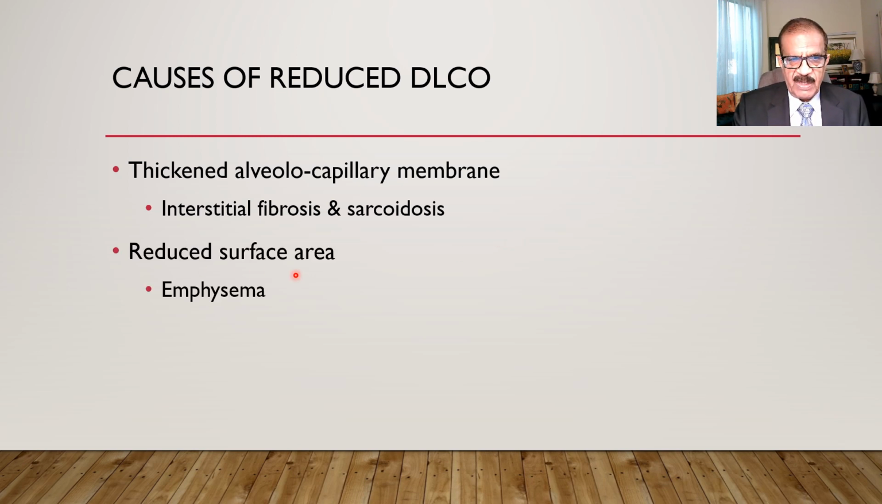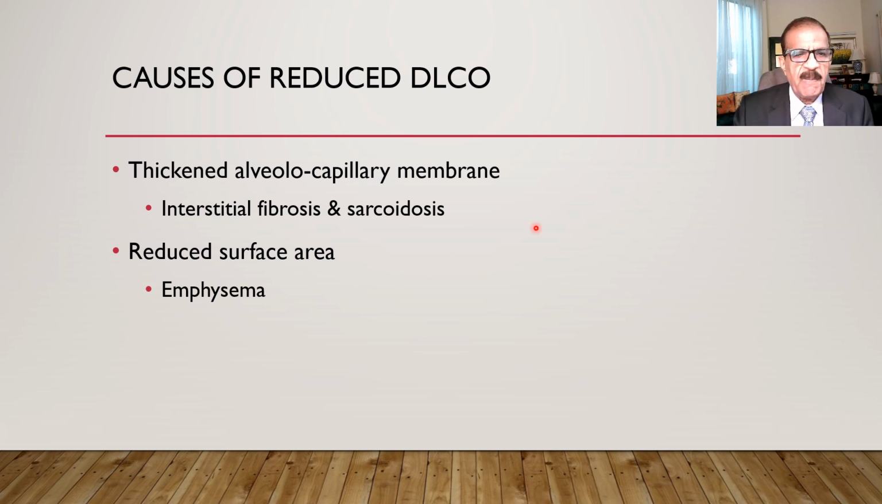Reduced surface area. In emphysema, what happens is, although the total lung volume is increased because of air trapping, the actual surface area where exchange of gases occurs is reduced because interalveolar septa are destroyed. Numerous small alveoli are converted into one big space or multiple big spaces. So that will increase the total volume but will reduce the surface area.